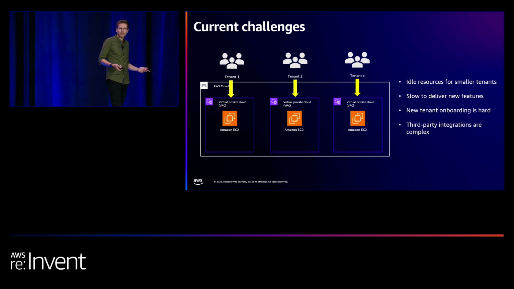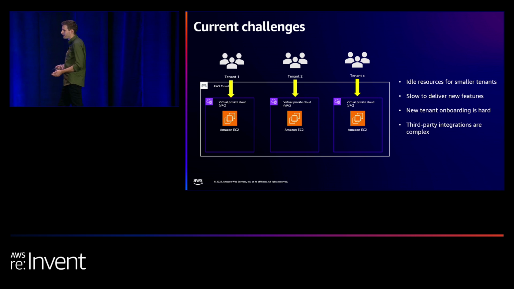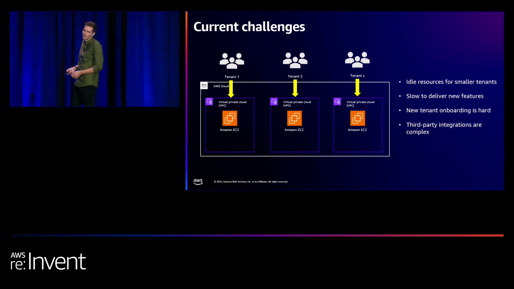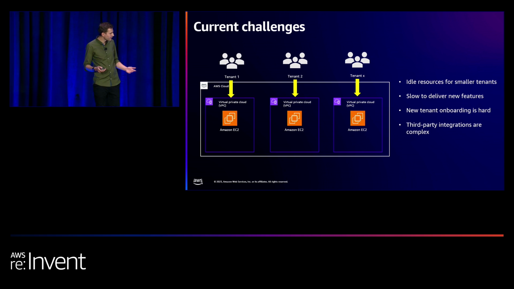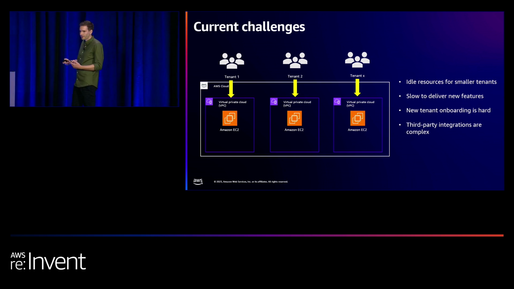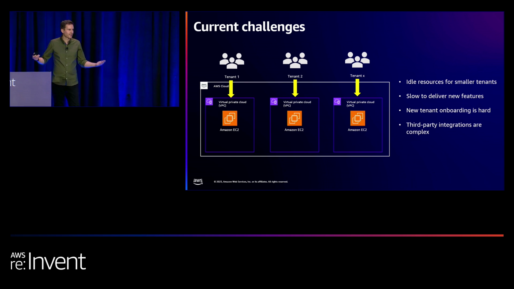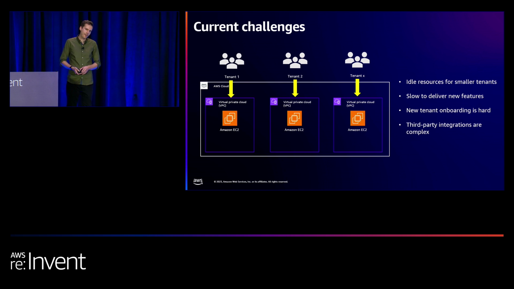New tenant onboarding is hard. Every time a new tenant comes into the system, we have to provision a new set of infrastructure, some new VPCs, some new EC2 instances, and even with infrastructure as code and automation, right, this takes time to do because we have to go through a right-sizing exercise to make sure it's scaled for that particular tenant's needs.